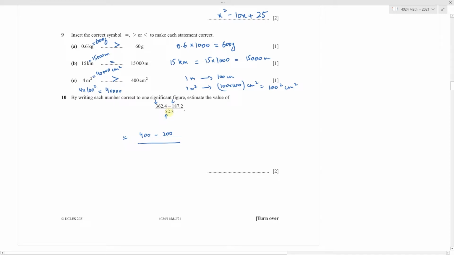5, and the next number is 2. So this is less than 5. So this will be rounded down to 5, and then the others will be 0. So 50. So 400 minus 200 is 200 divided by 50. The 0 and 0 cancel out. 5 ones are 5, 5 fours are 20. So your answer here will be 4.